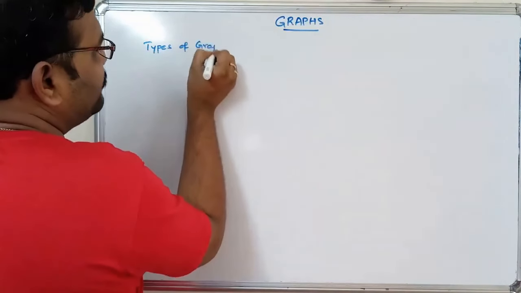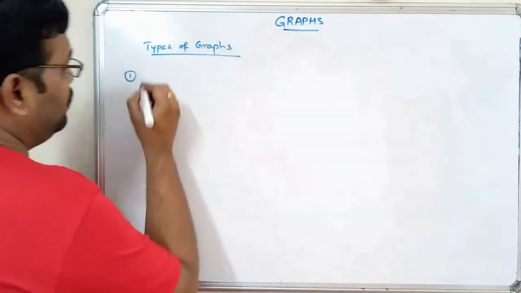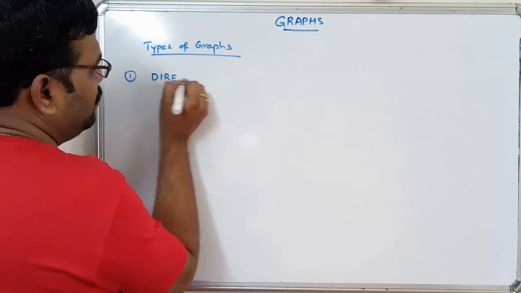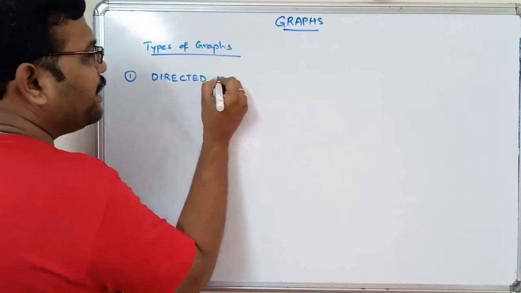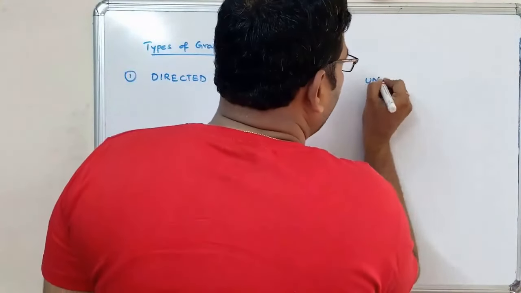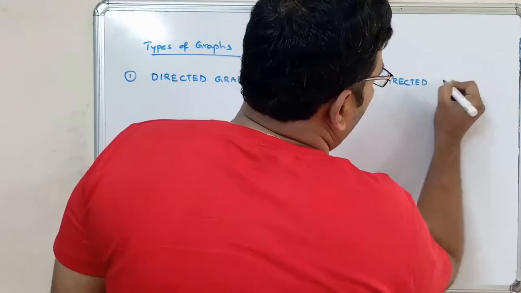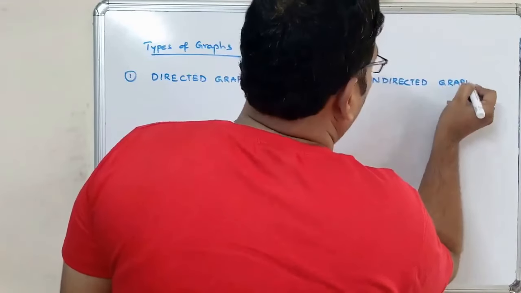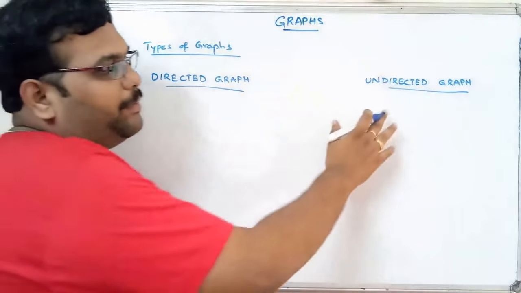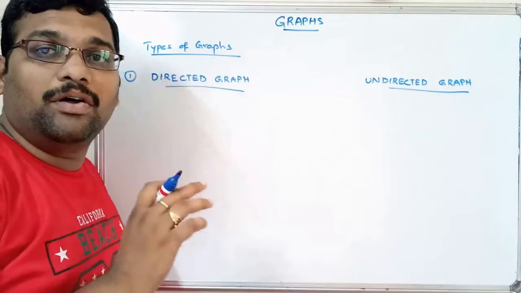Types of graphs. The first one is directed graph and undirected graph. Coming to the undirected graph, there will be no directions specified on the edges.